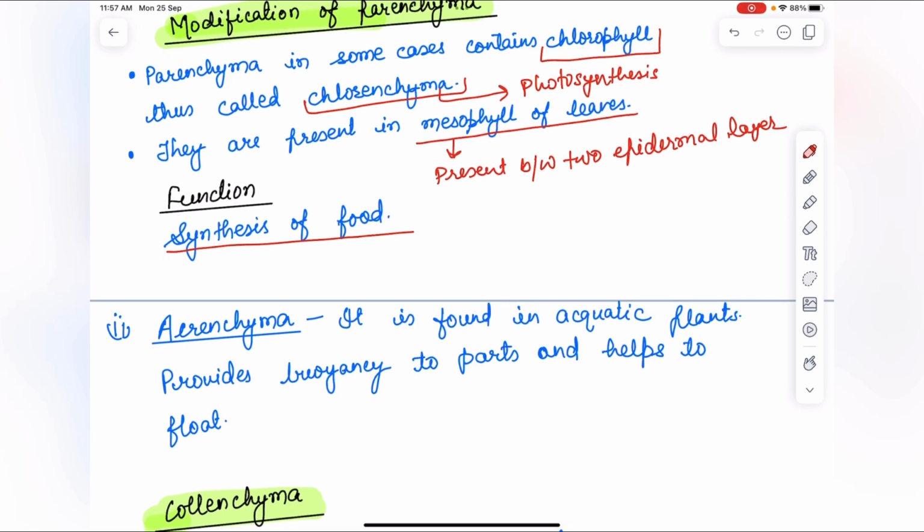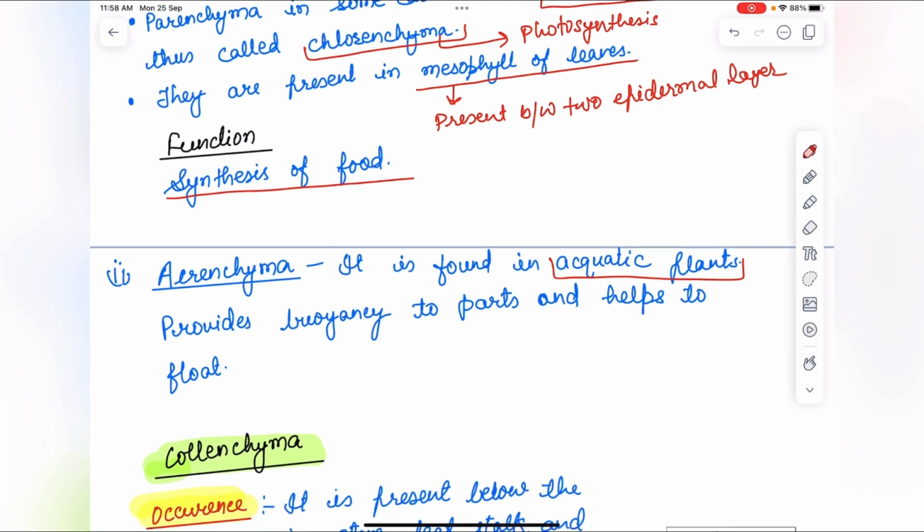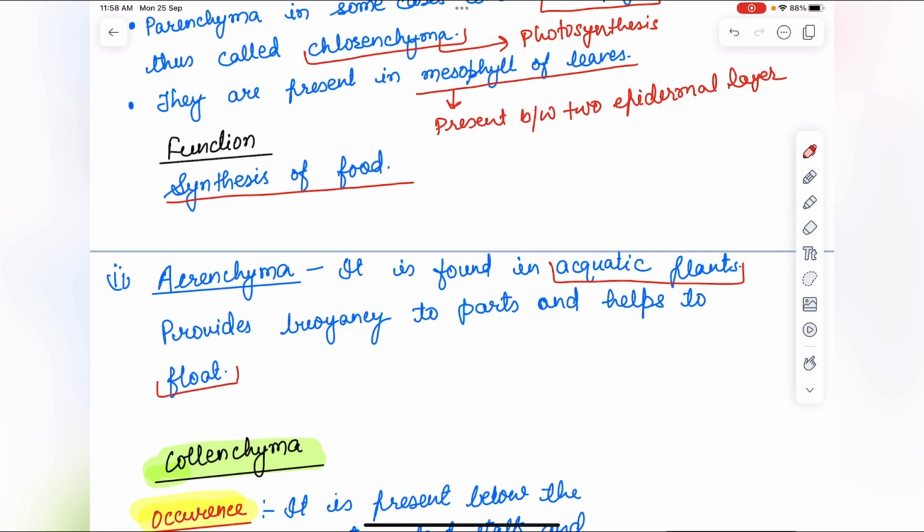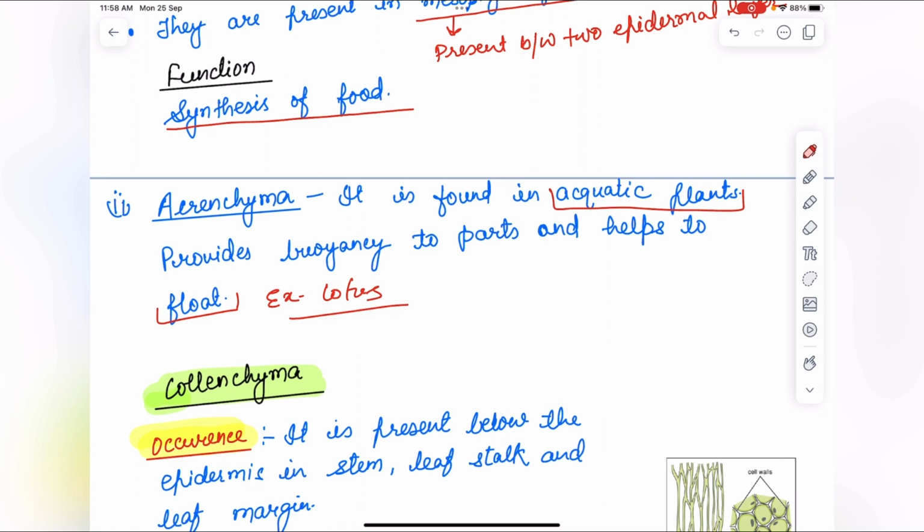It is found in the aquatic plants. It provides buoyancy, means it will help in the floating of the plants. Example, lotus. These are parenchyma cells which surround large air cavities. The air cavities will be present in the cells. It is found in the aquatic plants, or you can say the hydrophytes, and it will help in floating. Example will be lotus. Next is collenchyma.